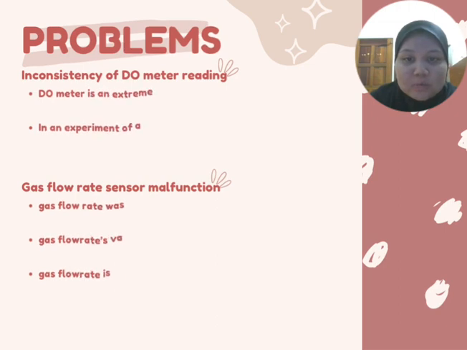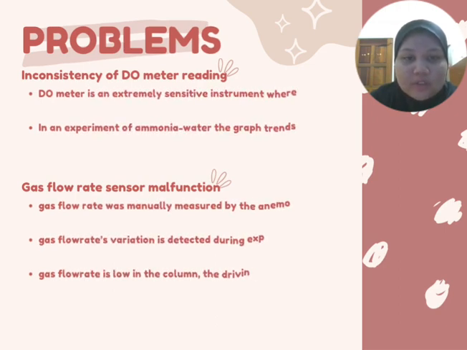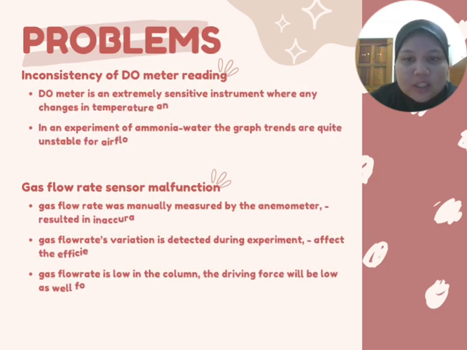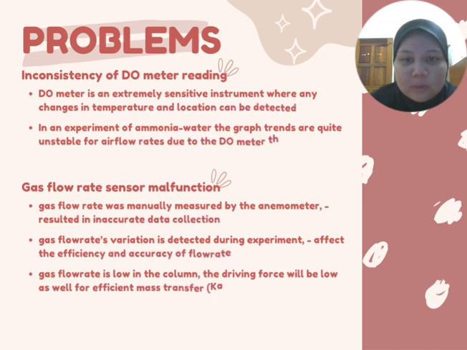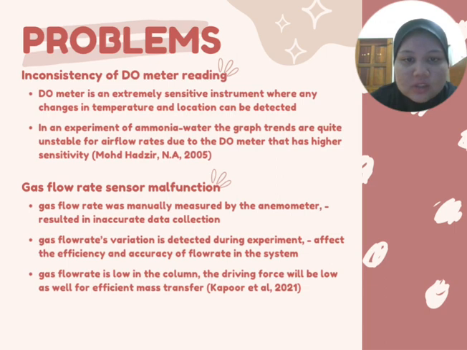There are two problems that we encounter in the falling film absorption unit. First, inconsistency of DO meter reading. The DO meter is an extremely sensitive instrument where any changes in temperature and location can be detected. In an experiment of ammonia water, the graph trends are quite unstable for airflow rates due to the DO meter's higher sensitivity. Second, gas flow rate sensor malfunction.